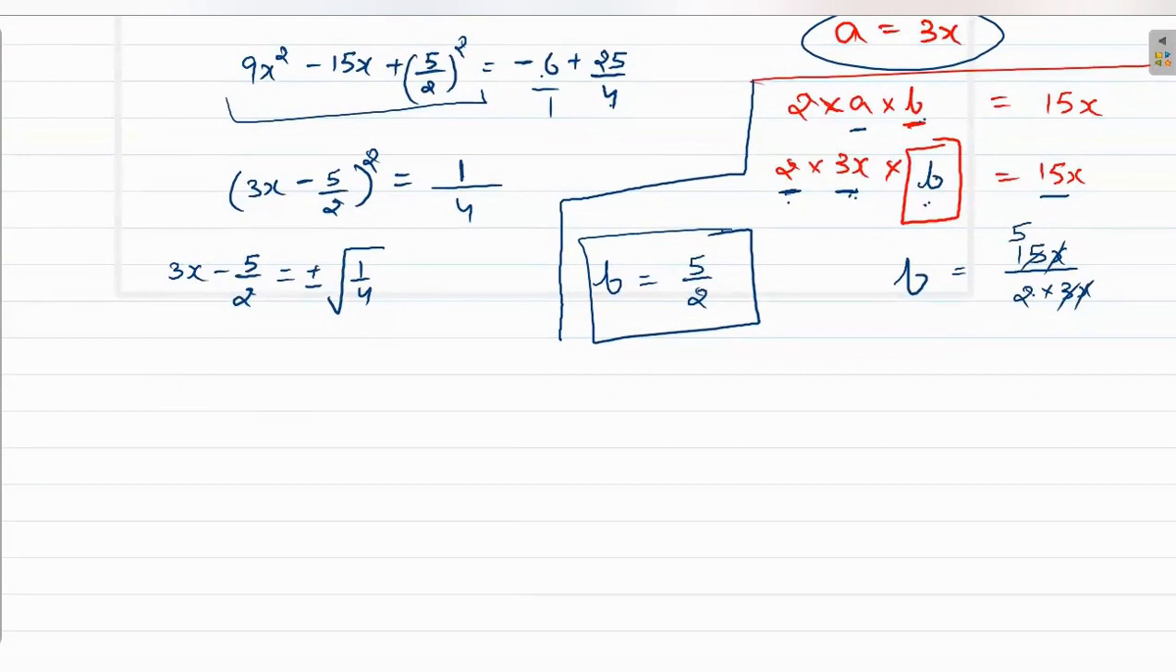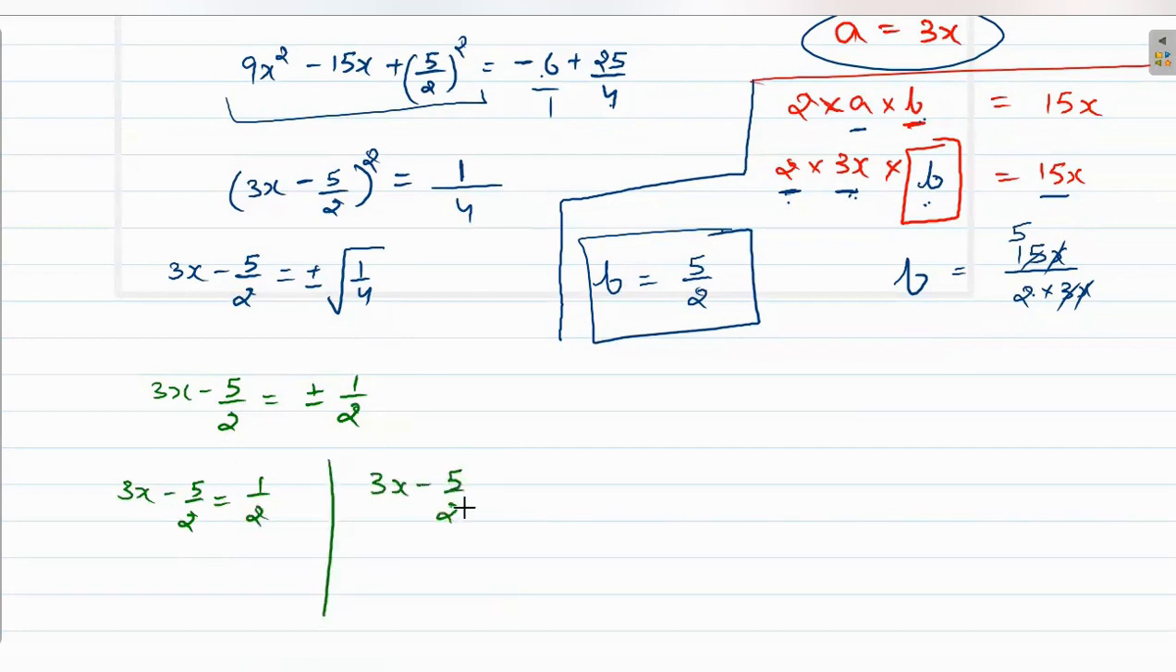Then next step, you will get what? 3x minus 5/2. Square root of 1/4 will be what? Plus minus half. Yes or no? So next, we can solve it: 3x minus 5/2 is equal to, let's take a positive half first, and the other way around, we will take the negative half. Okay. Now can we find out the x? We will say yes.